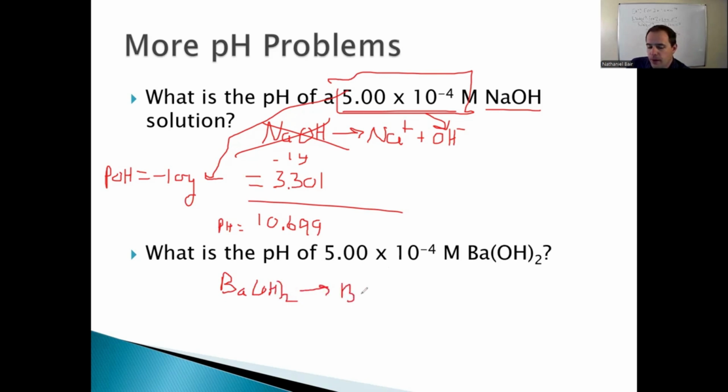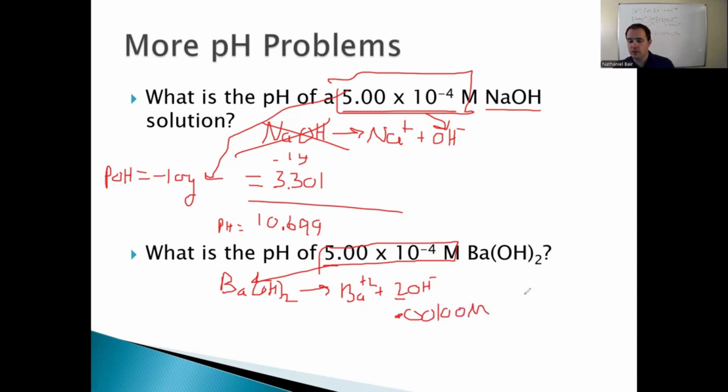And it's going to break up into a barium cation and 2 hydroxides. That's going to be really important. Because if this is the concentration of barium hydroxide, then the hydroxide ion concentration is going to be twice that. Think about it. If I have 500 bicycles, I take them apart, that's 1,000 wheels, right? I need to double that to get the hydroxide, right? So 5 times 10 to the negative 4 times 2, that's going to be 1 times 10 negative third, or 0.00100 molar for the hydroxide ion concentration.